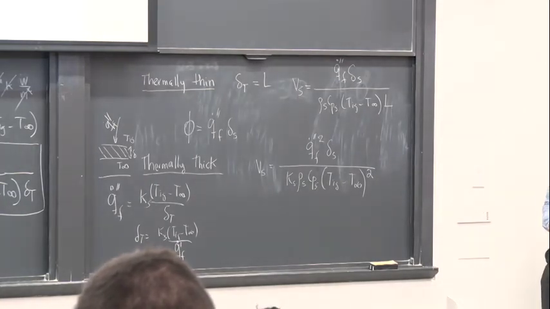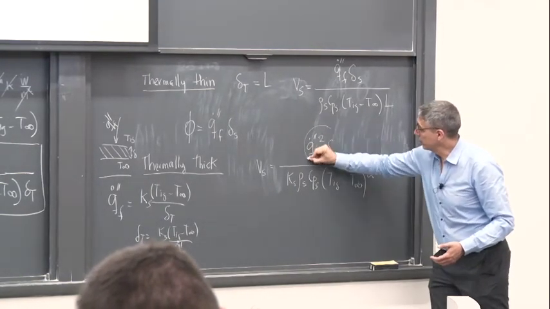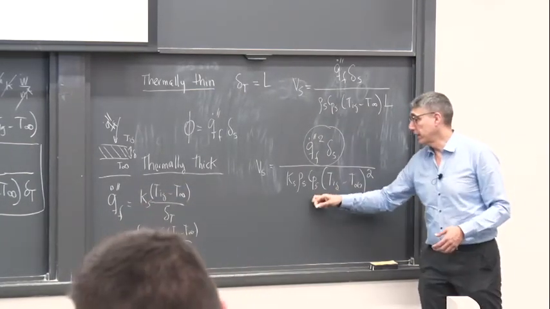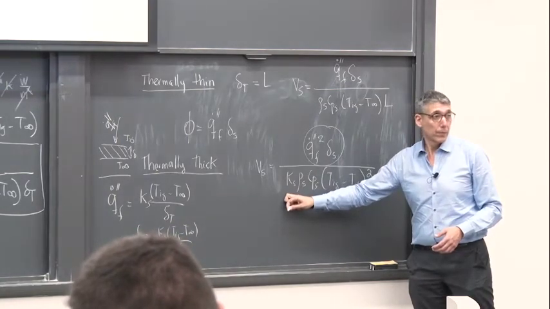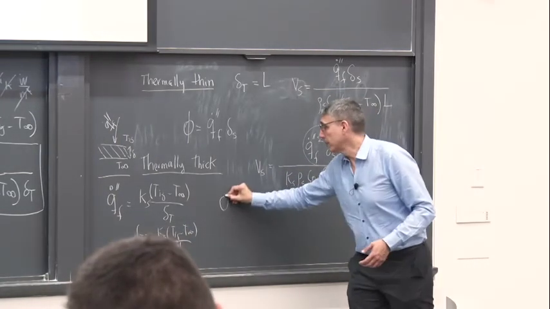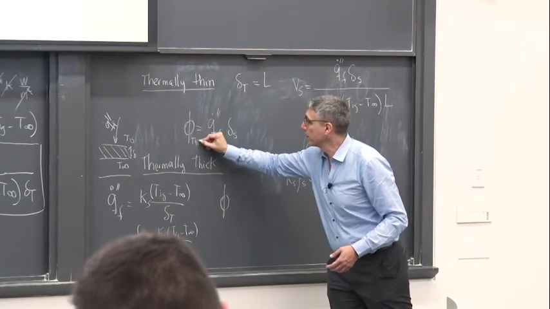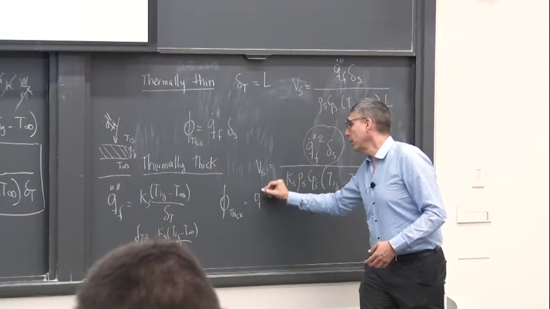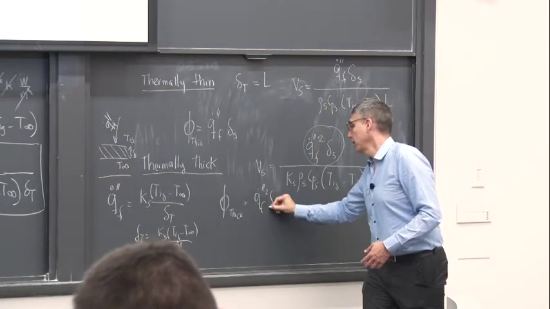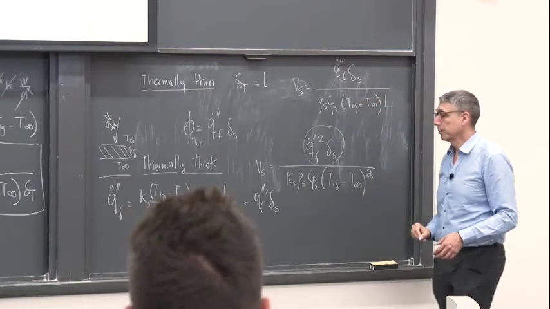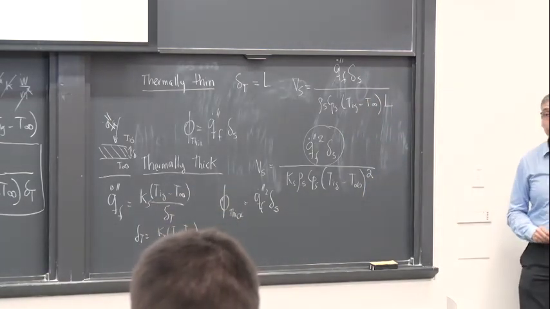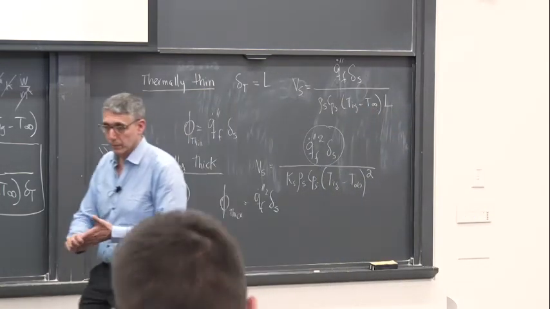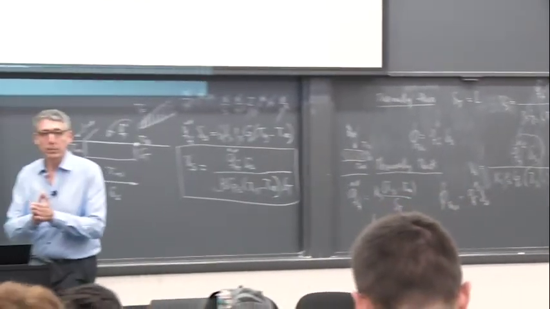Okay? Once again, this is a scenario, and these are the material properties. Okay? So the new phi for a thermally thick, this is thin, this is thick, is going to be now Q double prime F squared delta S. Okay? So are we comfortable with that concept?